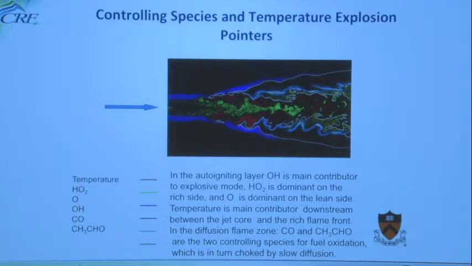You can get a sense that in the autoignition layer, OH is the main contributor to the explosive mode. HO2 in green is dominant on the rich side. O atom is dominant on the lean side, as shown by the dark navy blue. And then temperature is the main contributor downstream, located between the jet core and the rich flame front, shown in red. In the diffusion flame that trails behind the premixed branches, lean and rich, at the stabilization point, you have a lot of CO and CH3CHO being important. These are some of the controlling species for fuel oxidation, which is then choked by the slow diffusion. So that's a quantitative metric that you can use to understand the relevant species and also the relevant reactions that are occurring both spatially as well as temporally.